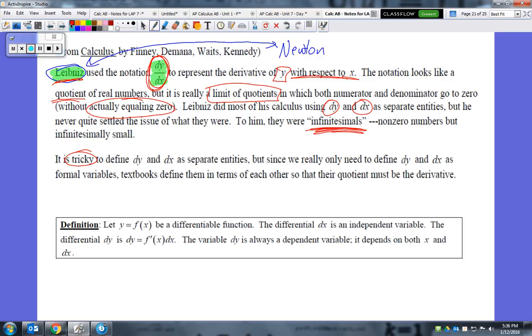Okay, so let's go to the definition. I have a function. It is differentiable, which means that I can take the derivative all throughout the domain. And the differential dx is the independent variable, so it is the input variable. And the differential dy is f prime of x times dx, basically the output differential.